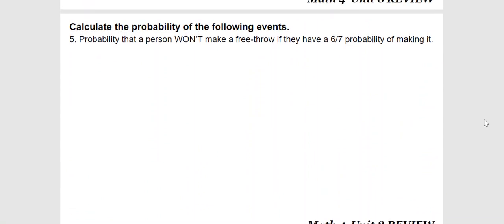Now, one of the things that we learned in, I forget exactly which section it was, A, B, or C, but one of the topics, I want to say it was A, I think, was the idea that probabilities always have to add up to 100%. So if you have a 6 out of 7 chance of making it, you have a 1 out of 7 chance of not making it, because those two add together to make 7 out of 7.